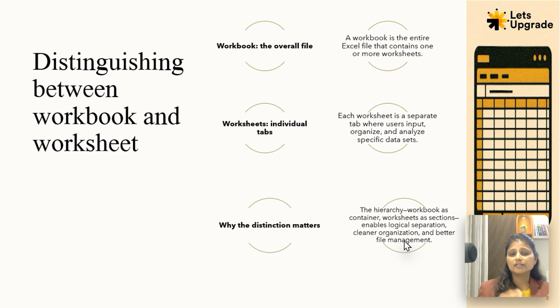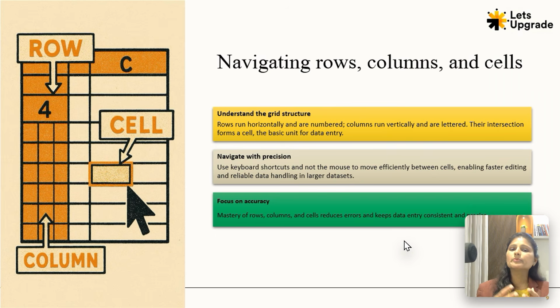And as I said, why does that distinction matter? Because it's a hierarchy. A workbook will have worksheets. Now, what will worksheets be holding? That's what we need to understand ahead. The worksheets have a grid-like structure, as you can see over here, where you will have rows, columns, and a cell. What are rows? Rows are these lines which you have. The rows are labeled with numbers like 1, 2, 3, 4, 5.